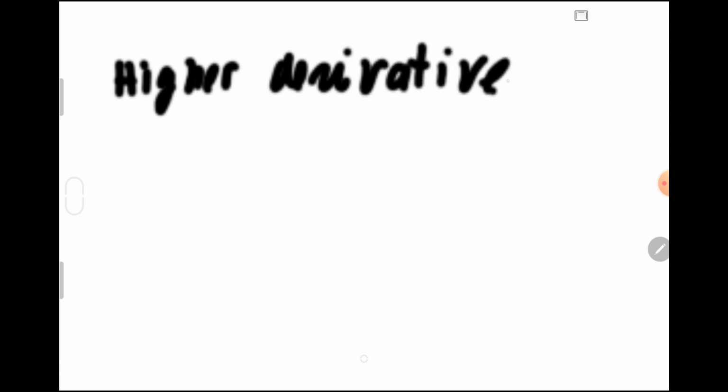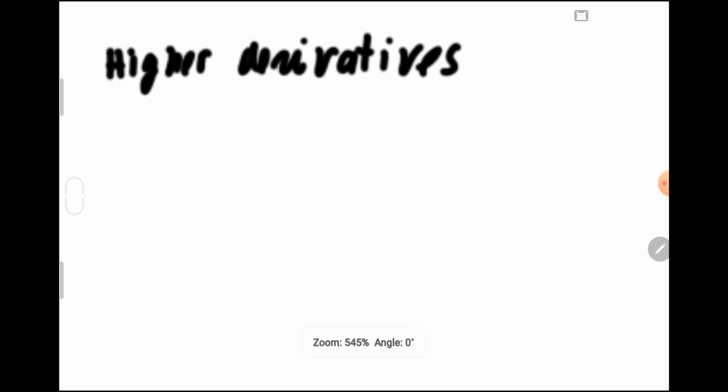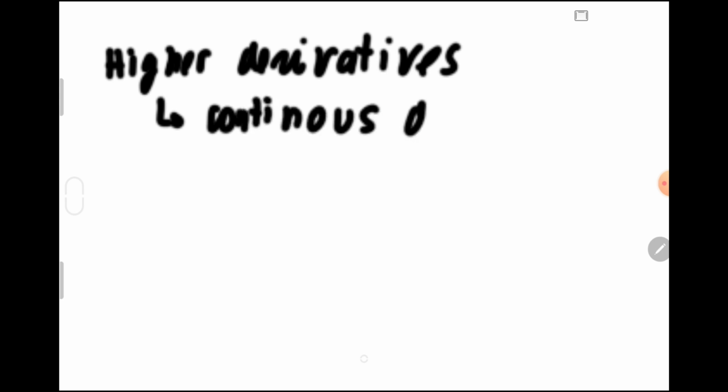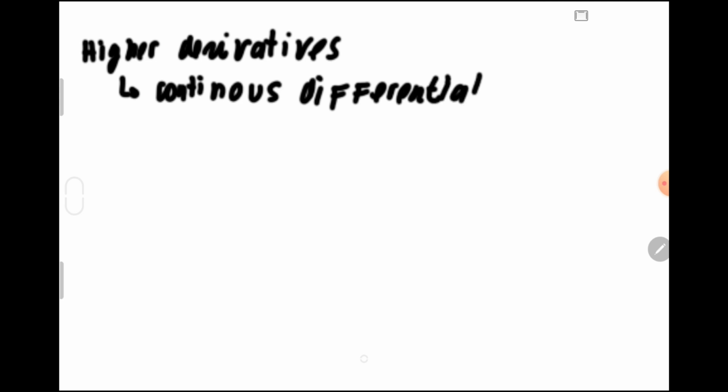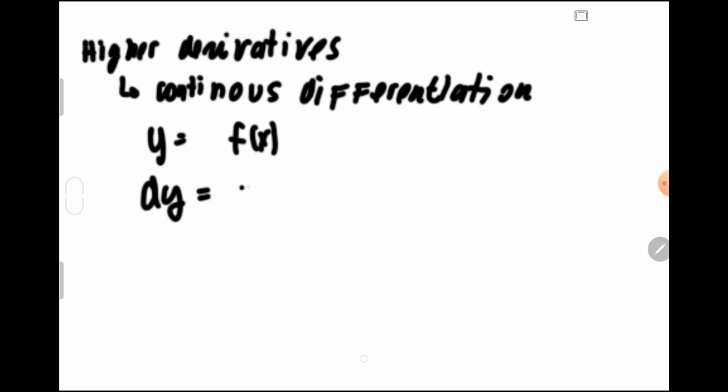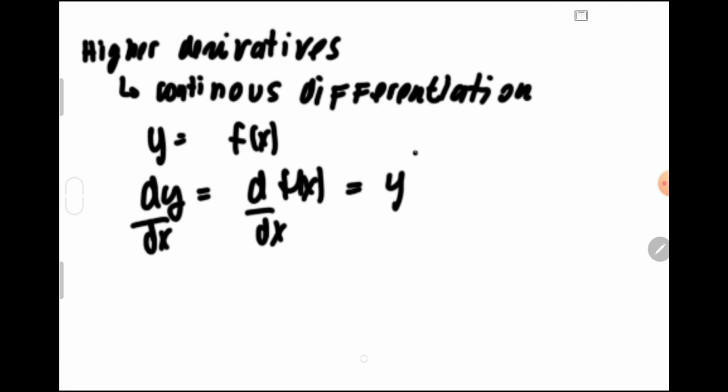Next is our higher derivatives. Higher derivatives are continuous differentiation. We just differentiate again and again. Let's say we have y equals f of x. When we take the derivative, we have dy over dx equal to the derivative of f of x with respect to x. Take note that this can be written as y prime. This is what we call the first order derivative.